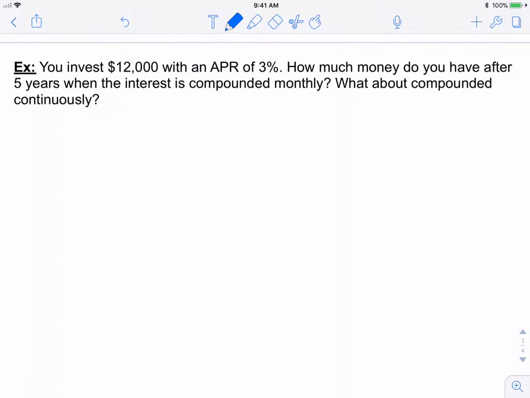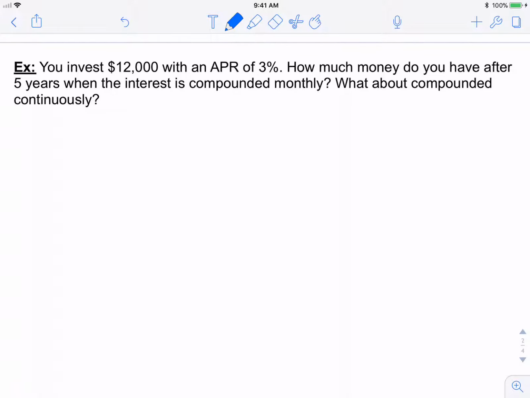So let's say we invest $12,000 with an annual percentage rate of 3%. We would probably want to know how much money do we have after 5 years when the interest is compounded monthly. And then once we figure that out, we'll look to see how fast the interest accumulates if we allow it to do it continuously, so we can compare how fast the money's growing.